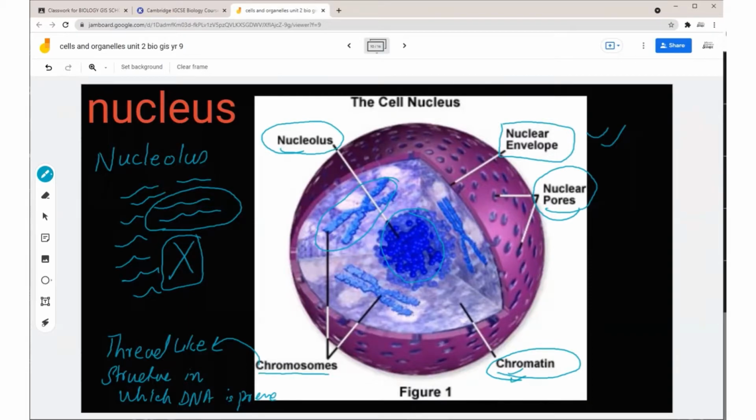Teacher, in the nucleus there are some holes and the body is dark. They have some holes, and the name of those holes is nucleopores. Good job. Nucleopore. So Aman, what is nucleolus?